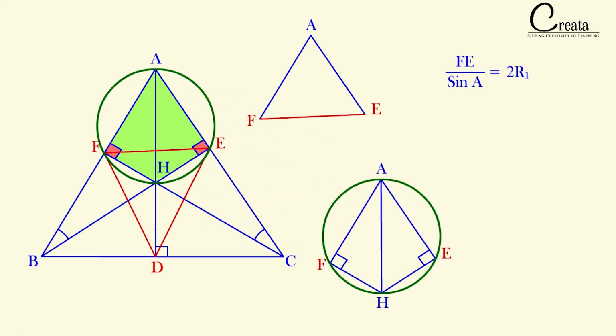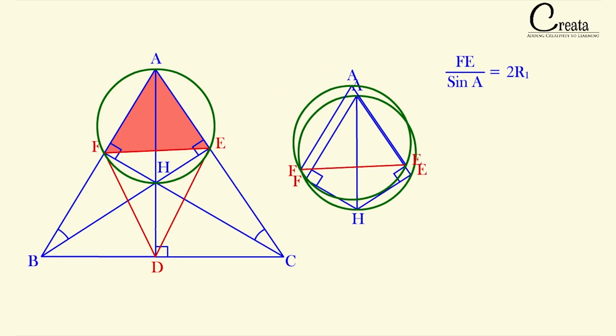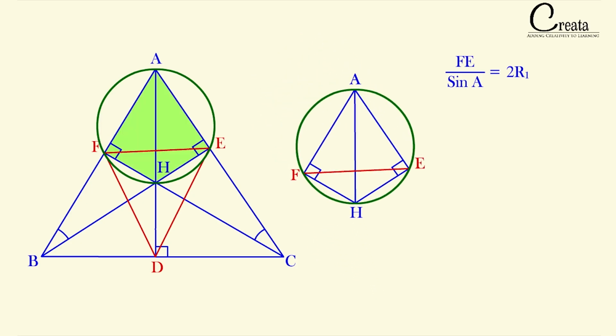So the circle around this quadrilateral is also the circumcircle for the triangle AFE. A circle which is passing through the three non-collinear points is unique to those 3 points. So we can say no other circle can pass through the point AFE. So we got the circumcircle for the triangle AFE is same as the circle around the cyclic quadrilateral AFHE.